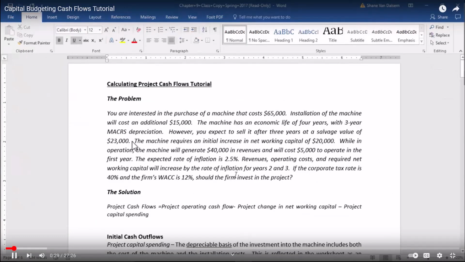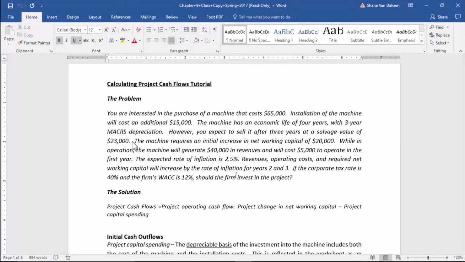This is the problem. You're interested in the purchase of a machine that costs $65,000. Installation of the machine will cost an additional $15,000. The machine has an economic life of 4 years with the 3 years MACRS depreciation. However, you expect to sell it after 3 years at a salvage value of $23,000. The machine requires an initial increase in working capital of $20,000. While in operation, the machine will generate $40,000 in revenues and will cost $5,000 to operate in the first year.